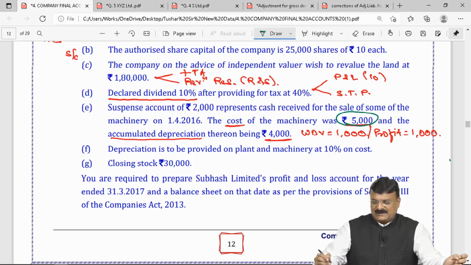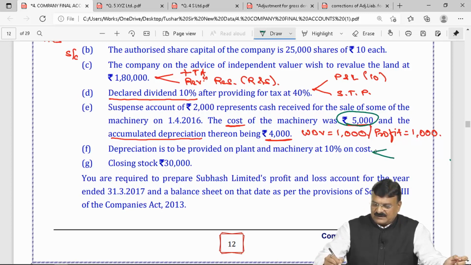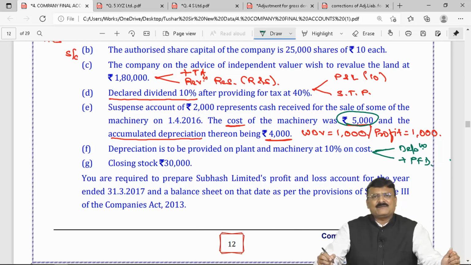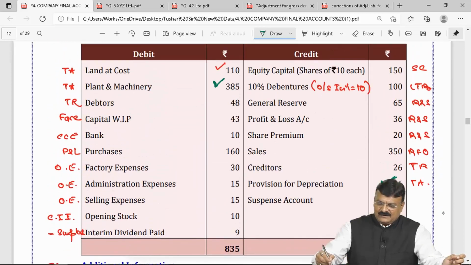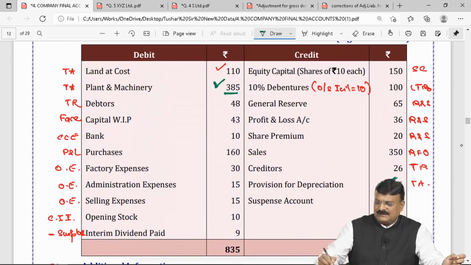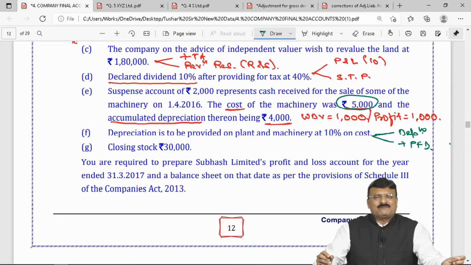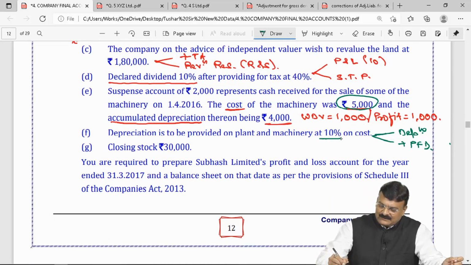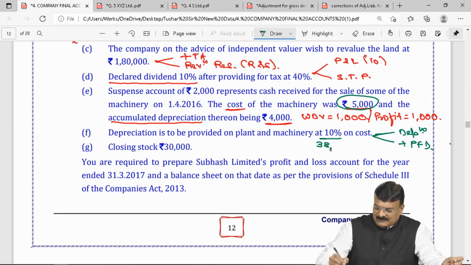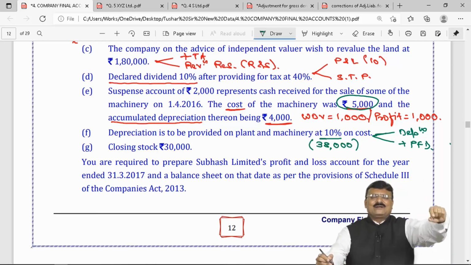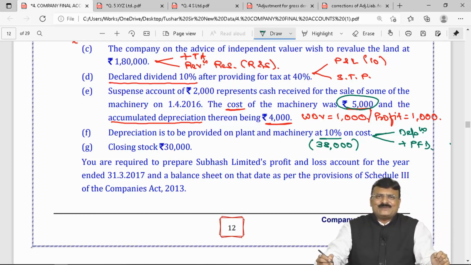Depreciation is to be provided on plant and machinery at 10% on cost. This depreciation will have two effects. One is depreciation and amortization expense in P&L, and second effect will be it will be added in PFD. 10% on cost. Your original cost was 3,85,000 minus 5,000 for the assets sold. So cost now left will be 3,80,000, and on that 10%. So your depreciation of current year will be 38,000. Of course, while writing the solution, you are writing in thousands. It will be 38 depreciation of current year.